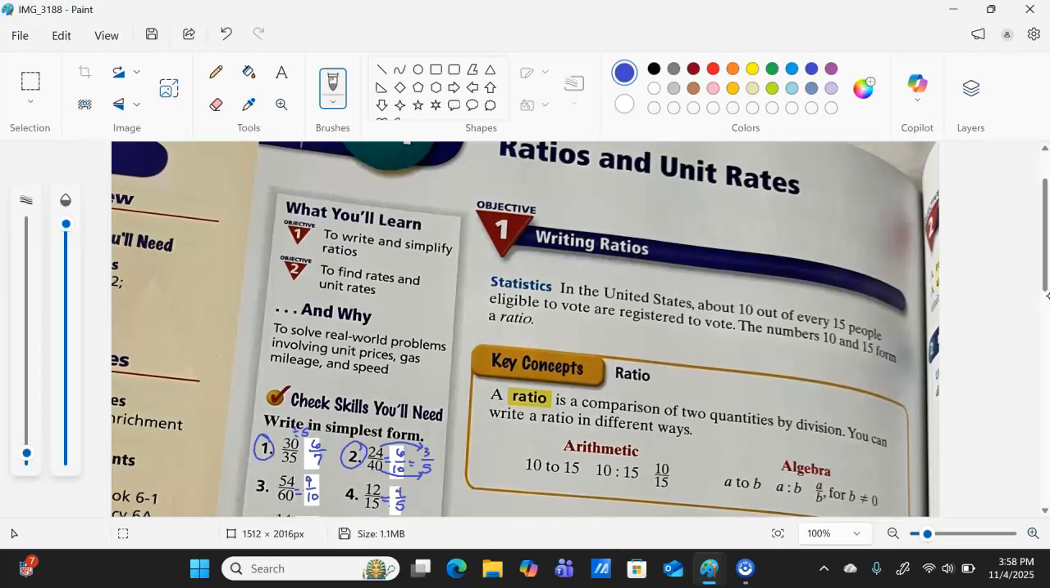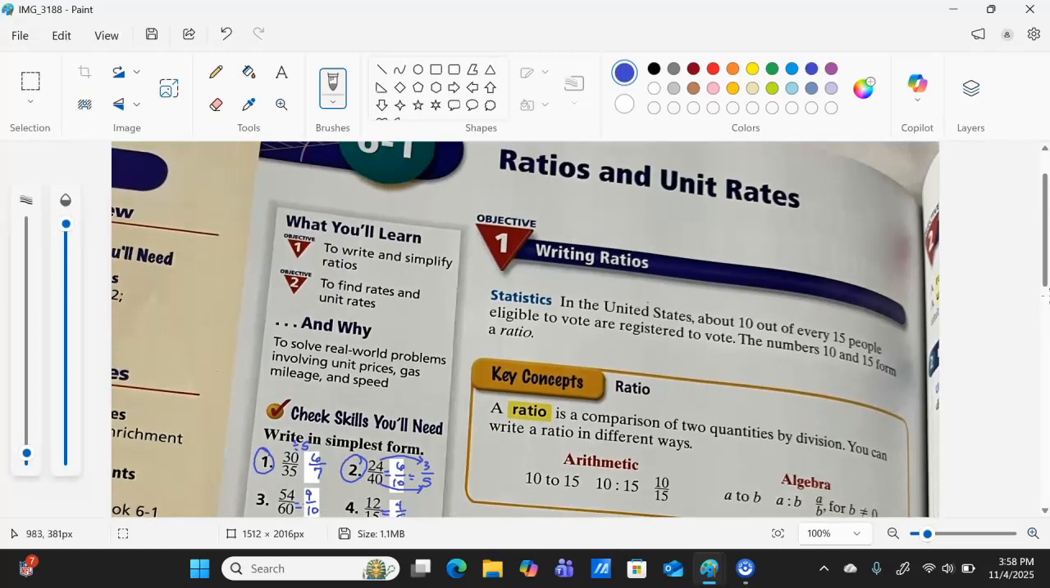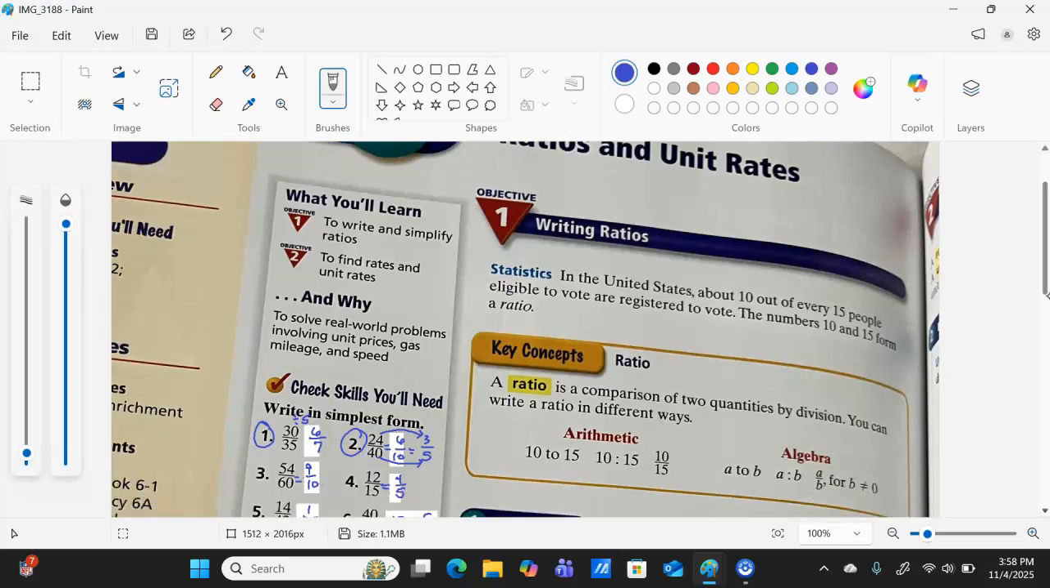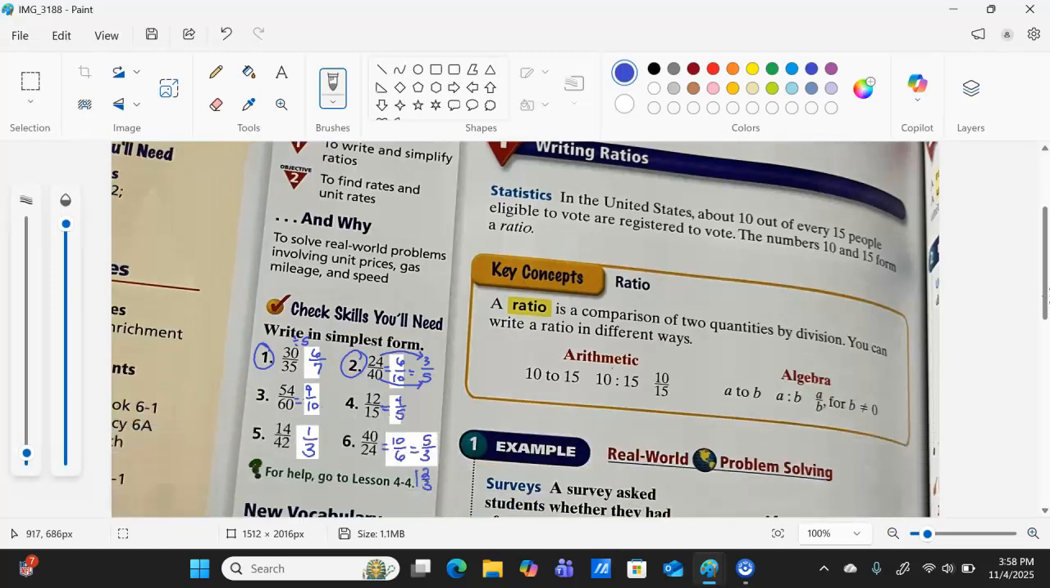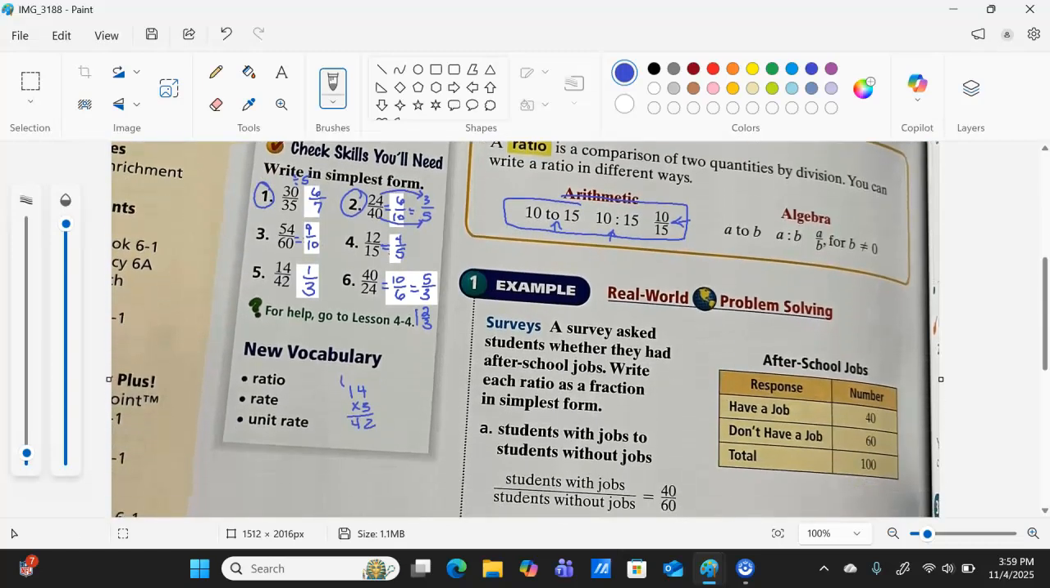So they reintroduced to us a ratio. A ratio is simply a comparison of two quantities by division, and you can write a ratio like this. This is it in algebraic form. And so 10 to 5 with the word "to" in there, or with a colon between. Mathematically, we often show it as a fraction.